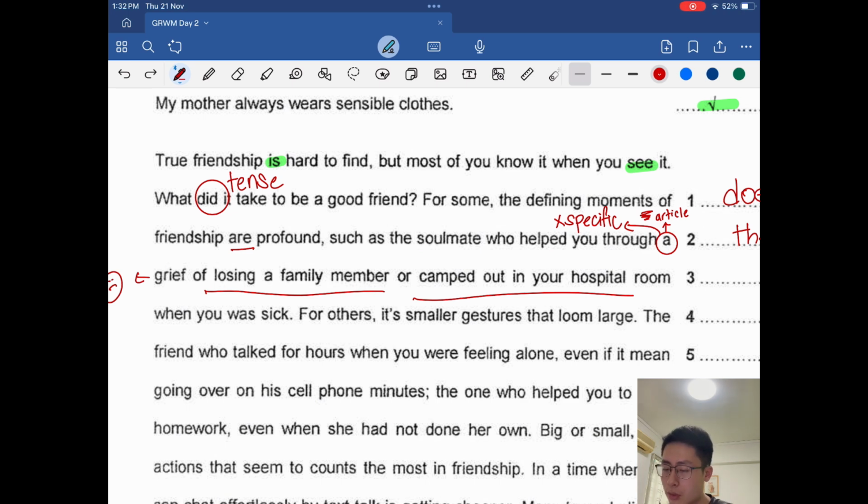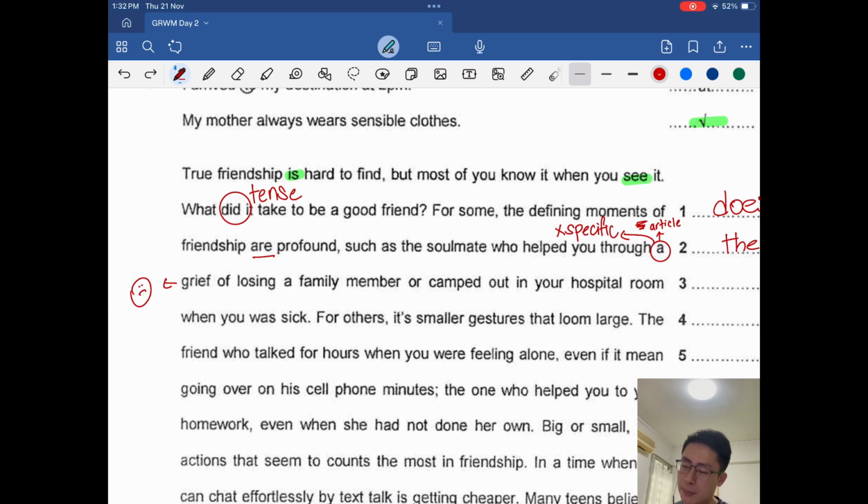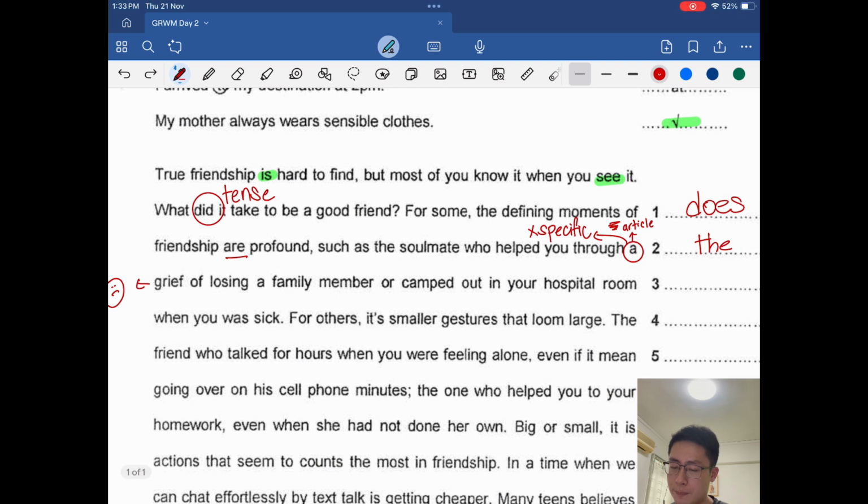Okay, so let's move on now to line 3. The grief of losing a family member or camped out in your hospital room when you was sick, okay? Right now, when I'm reading line 3, it seems alright to me. There doesn't seem to be any big problems here. So for now, what do I do when there's no errors? I have to put a tick. Right, I'll do a tick here. All right, let's move on now.